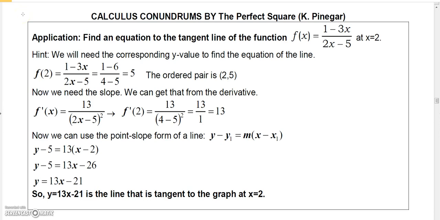I meant to put this on the last video, on the video of the quotient rule, but just neglected to do so. So I'll just go ahead and throw it in as a separate video.